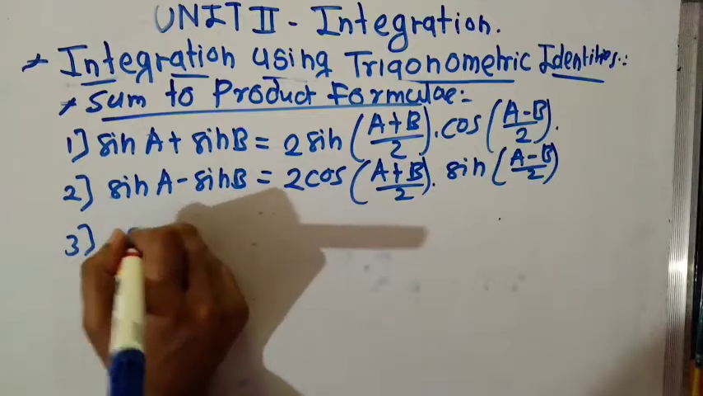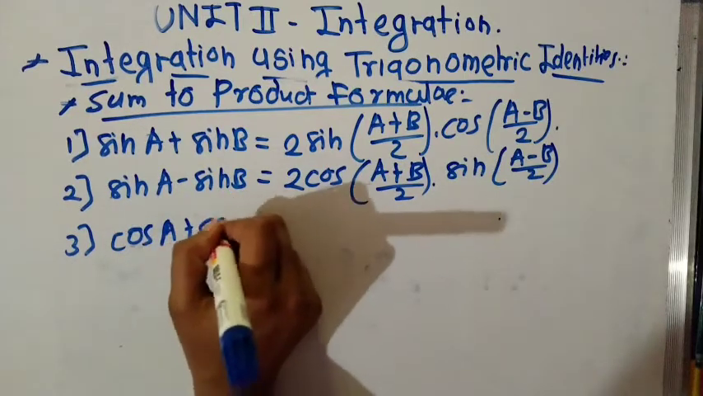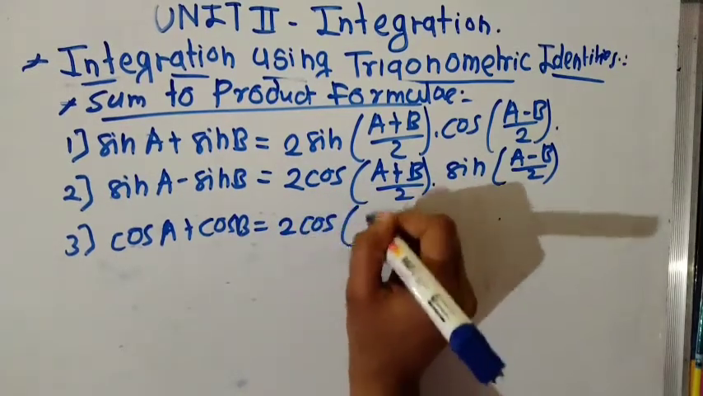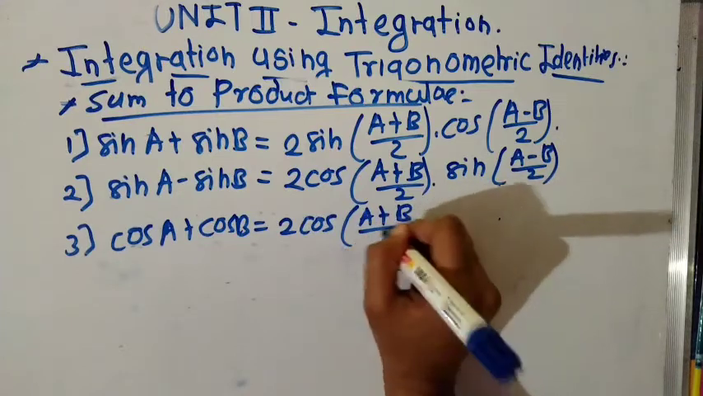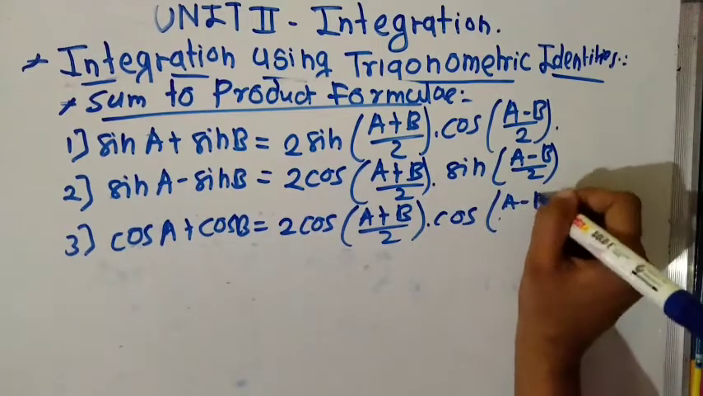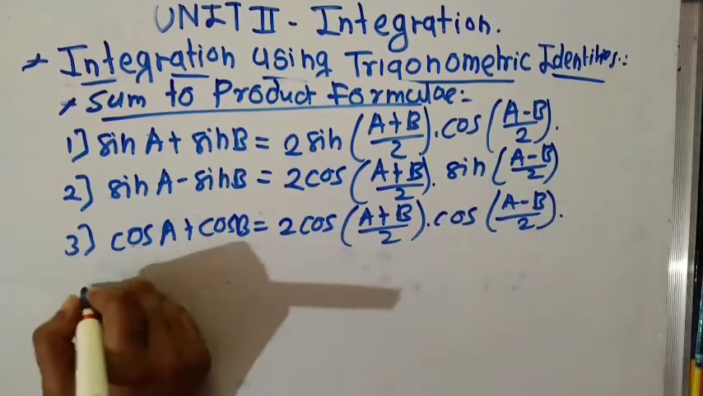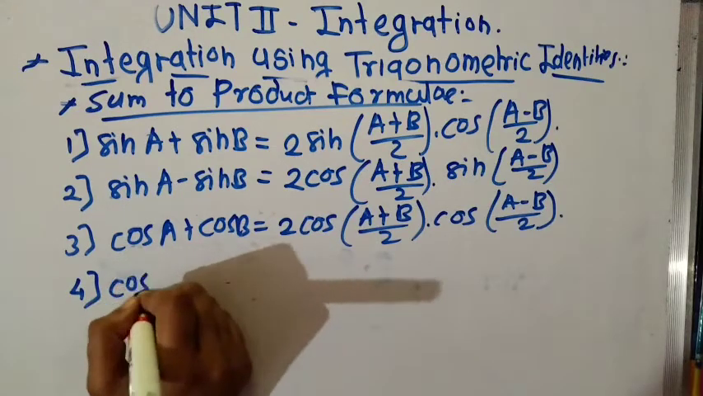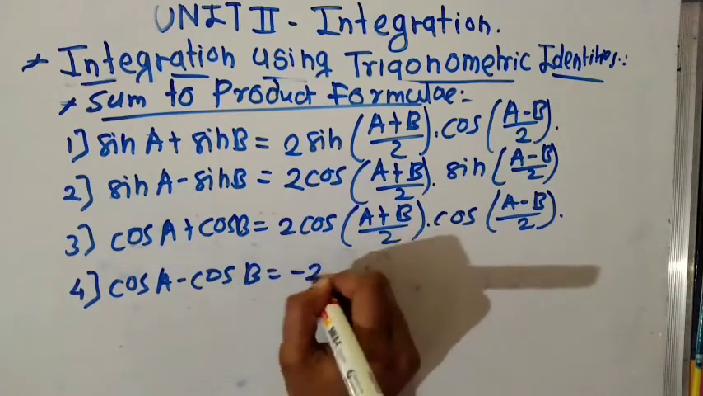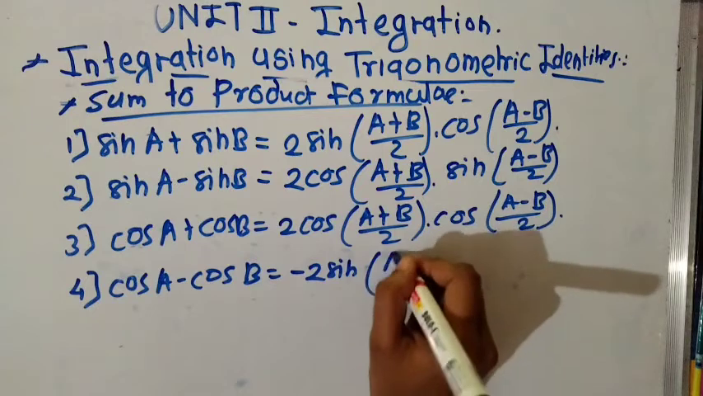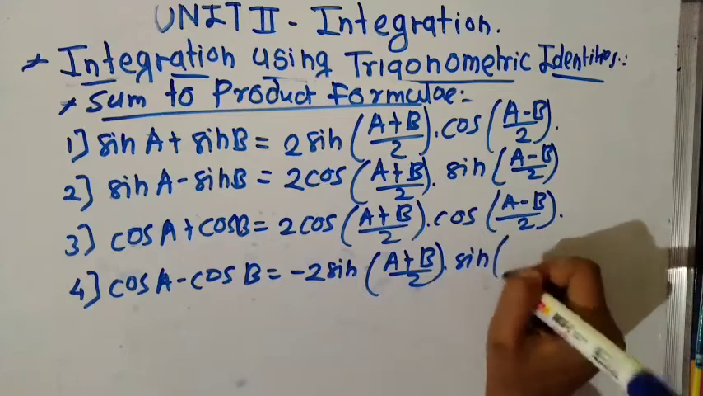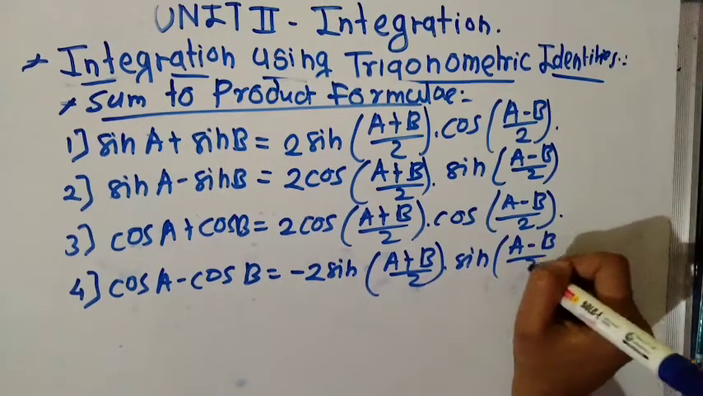Then third formula is cos a plus cos b is equal to 2 cos a plus b upon 2 into cos a minus b upon 2. And fourth formula cos a minus cos b, which is equal to minus 2 sine a plus b upon 2 into sine a minus b upon 2.